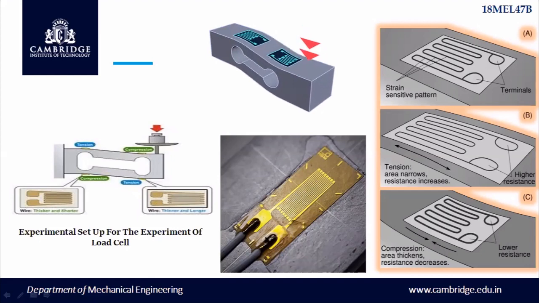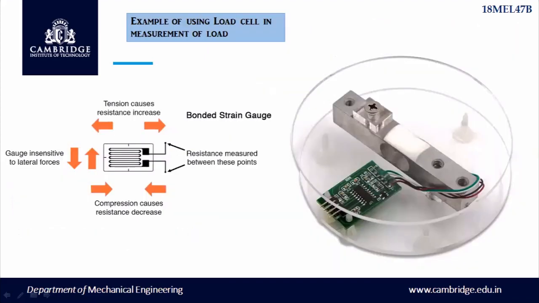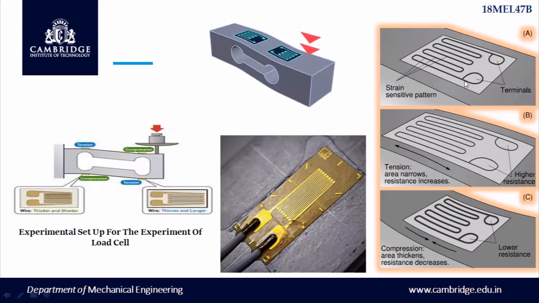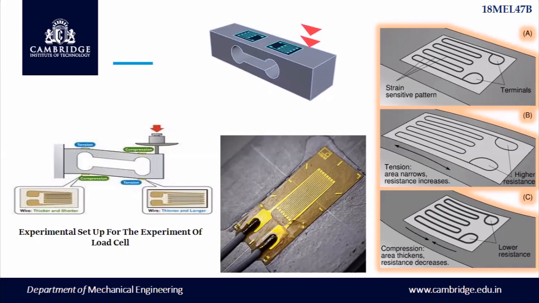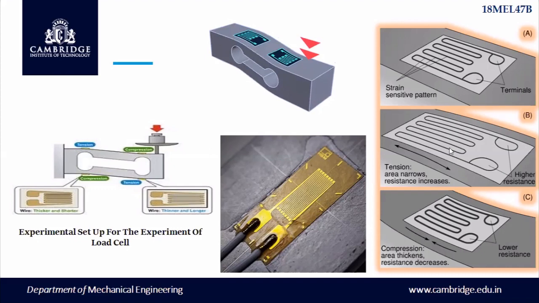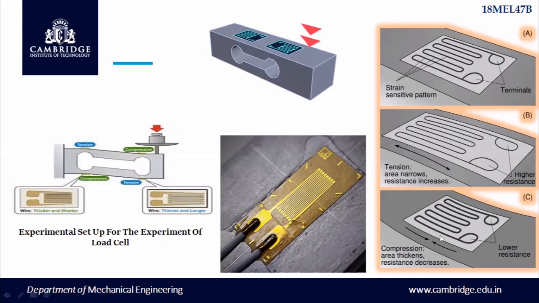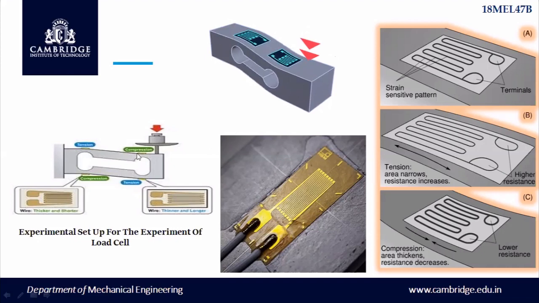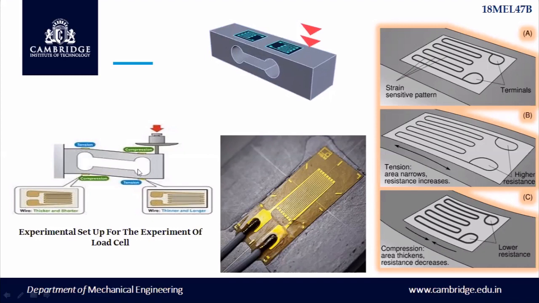This strain gauge has two terminals which are connected. You can observe the terminals in this image also. It is like a sheet of paper, a plastic sheet, right? The top surface tends to experience tension, and the bottom layer tends to experience compression. You can observe in this image also: compression here, tension there. This is the load cell.